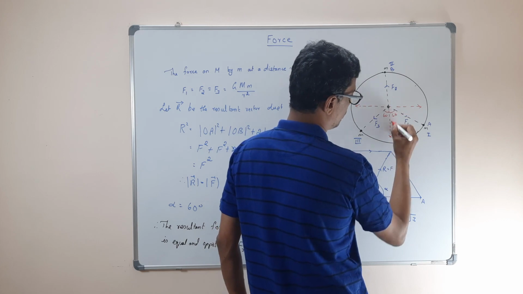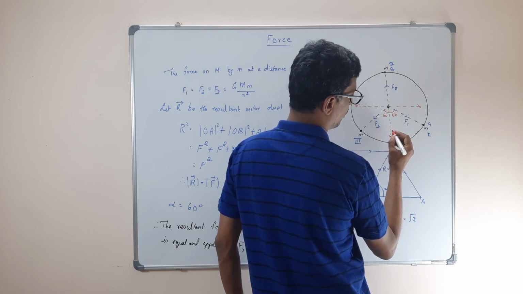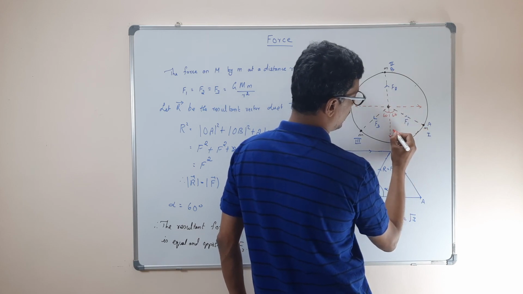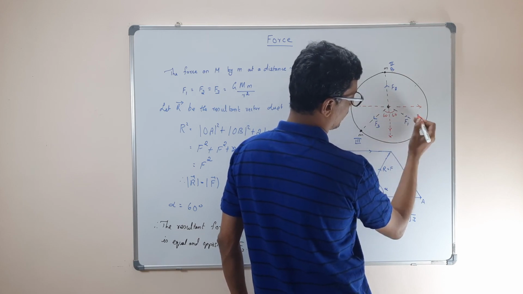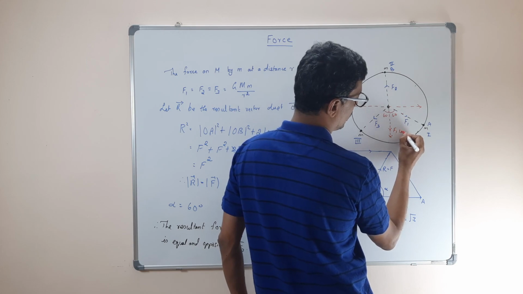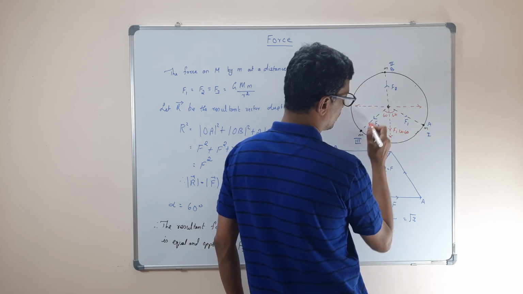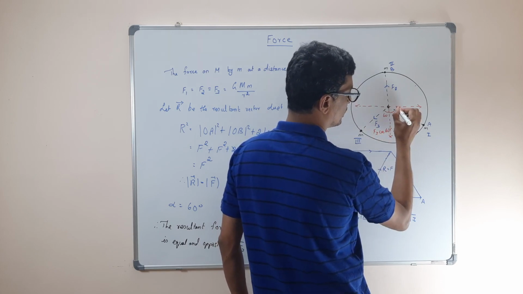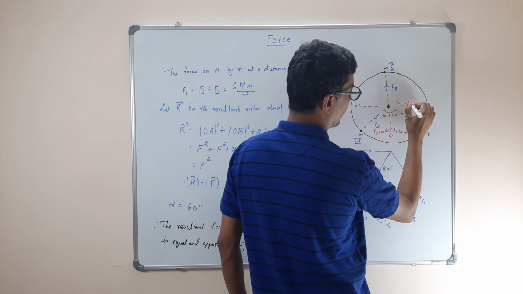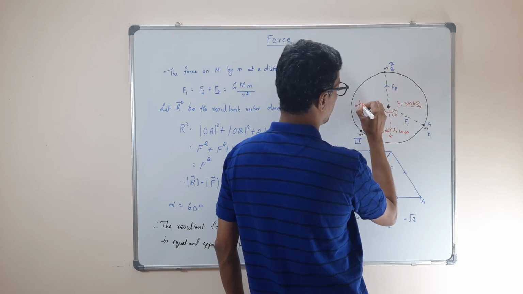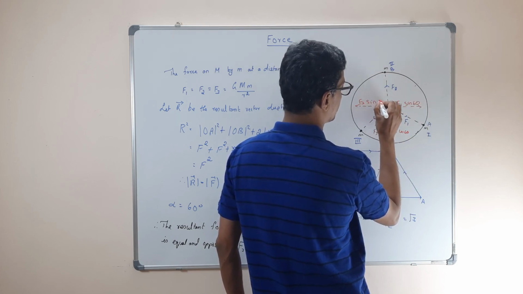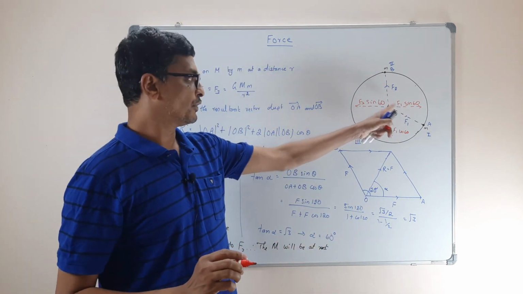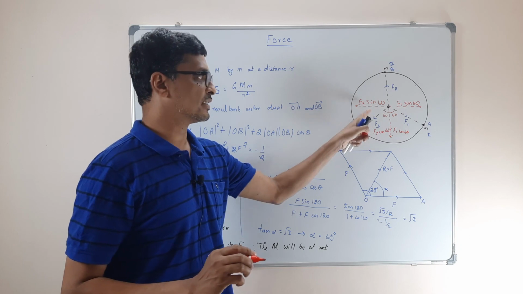So what will be this component? The vector due to this component, F1, this will be what? Along this angle, F1 cos 60. Am I right? Similarly here also F3 cos 60. And this is F1 sin 60. This will be F3 sin 60. F1 and F3 are equal. Therefore, these both cancel each other.